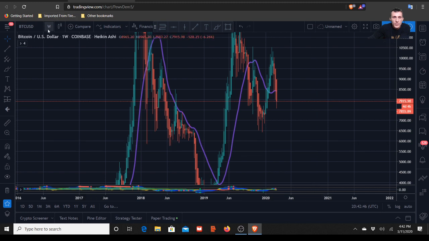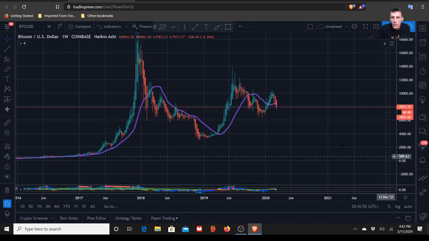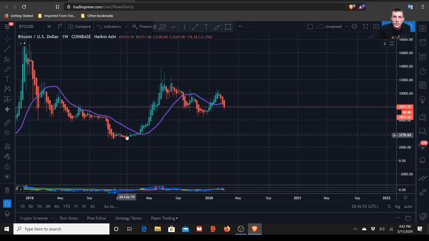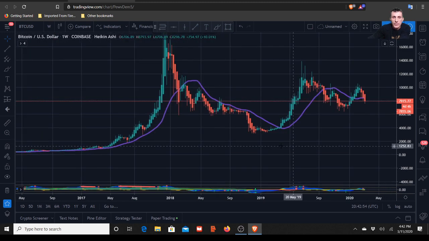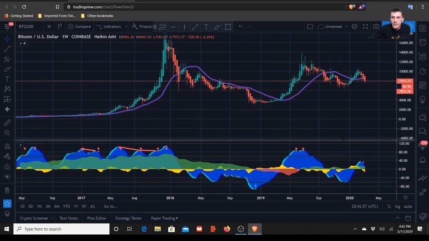Let's go back to the daily though. Well, first before we do that, but look how we follow this 21-week moving average. I mean, it is just insane how tight we are on that. When it's underneath of us, it acts as very tight support. When it is above the price, it is acting like very tight resistance. So, I mean, this is easy trading right here, guys. Easy monies, easy monies.